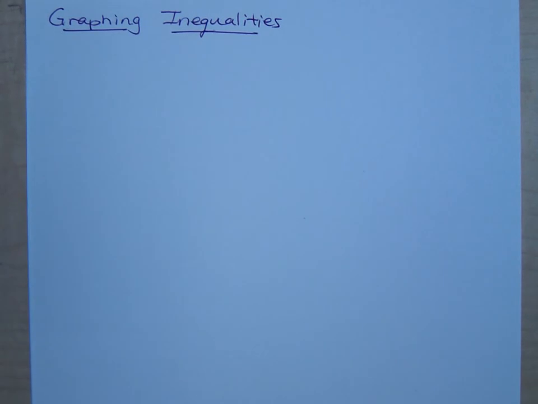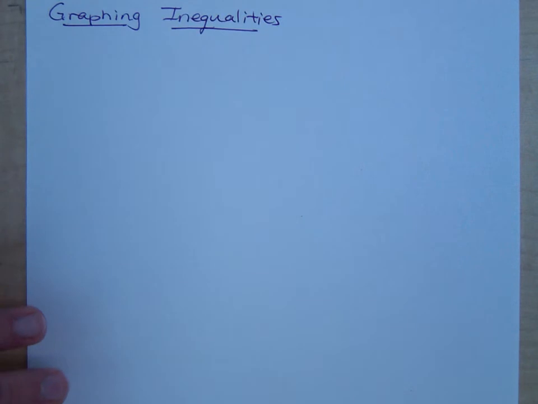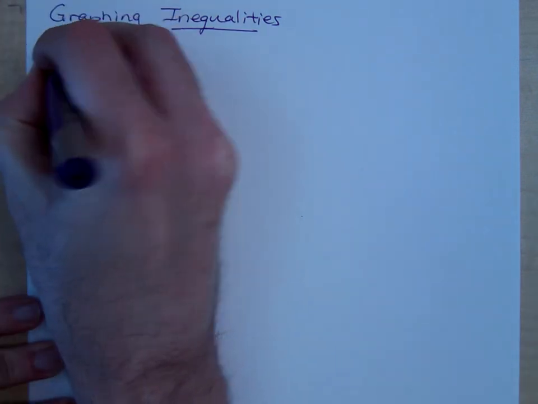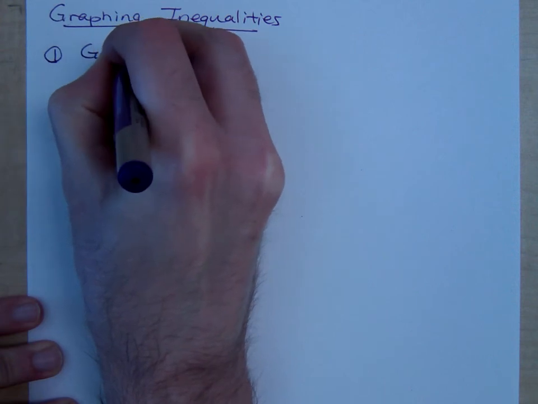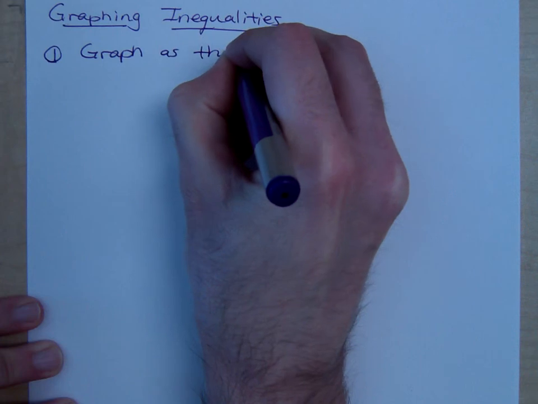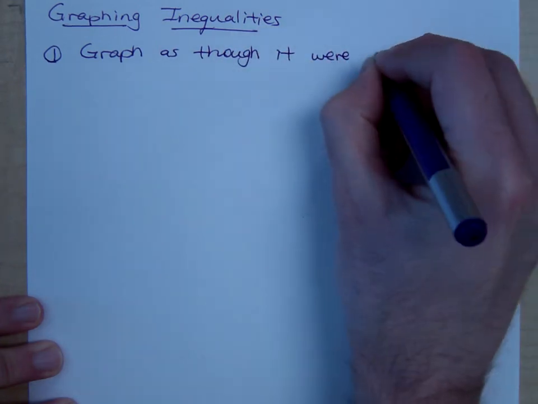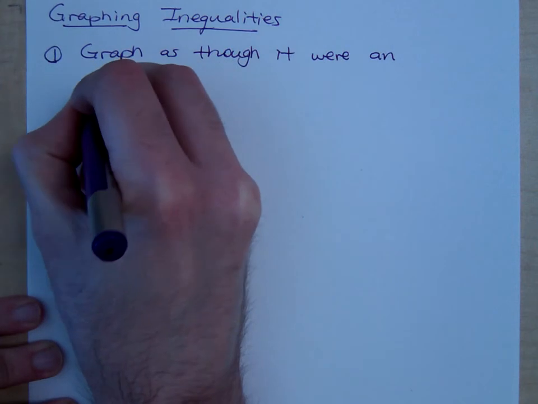Because right now we want to talk about graphing inequalities. Okay? There's a few steps that we want to follow here. It's actually quite simple. The first step is that you graph as though whatever it is that we're talking about, graph as though it were an equation or a function.